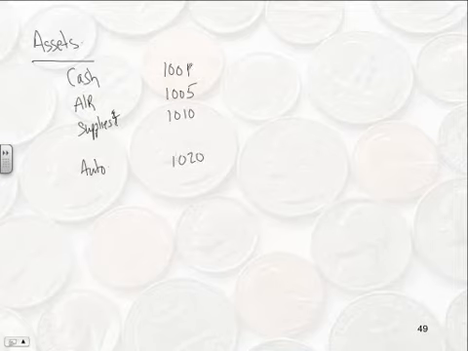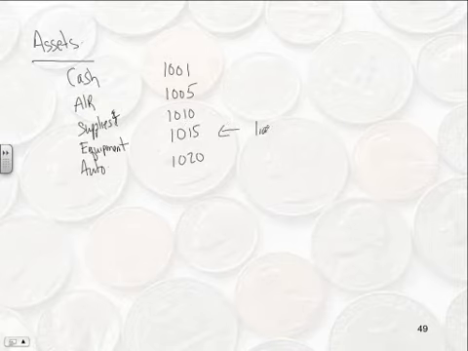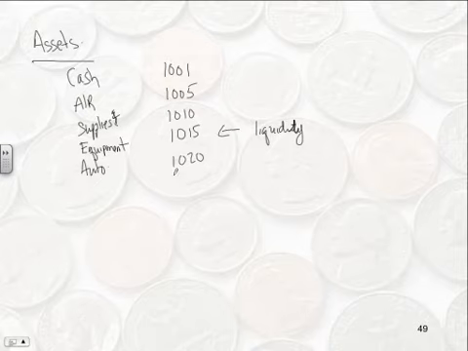Why am I not going 1,000, 1,001, 1,002? Well, the answer is simple. What if you bought some more assets, for example, equipment? Now I have room to keep that in ledger order, in order of liquidity. Remember, when doing the chart of accounts, you leave space for each. Same thing with liabilities and so on.